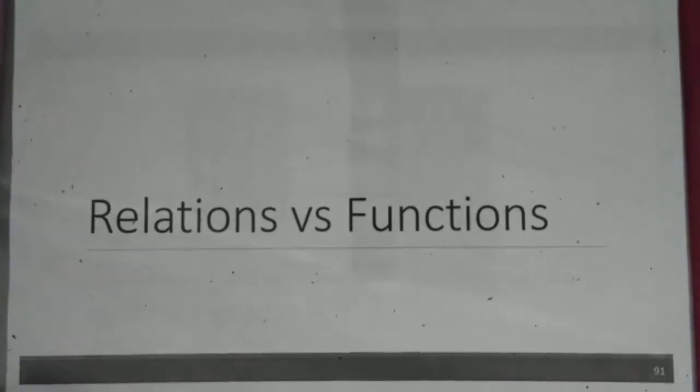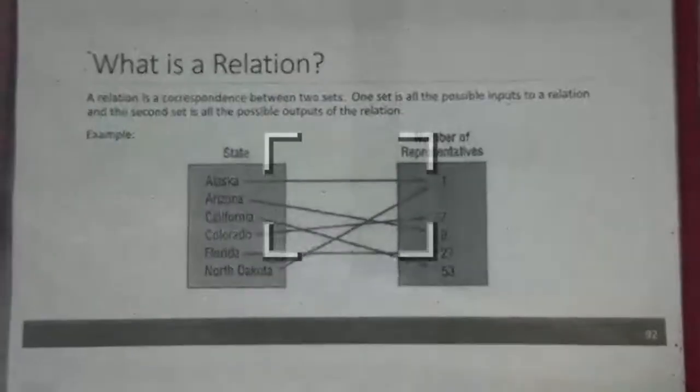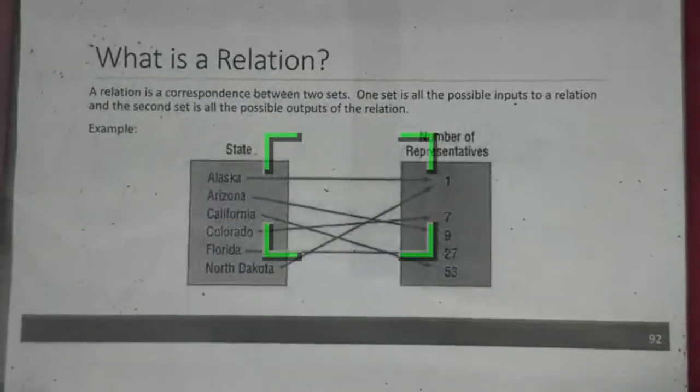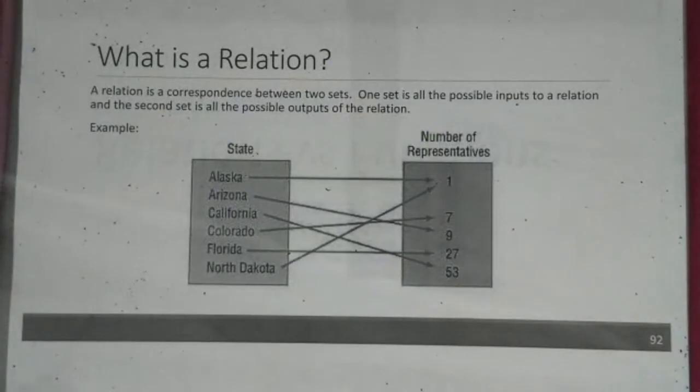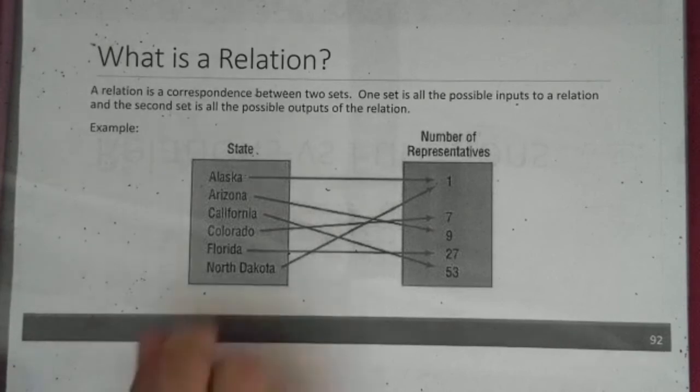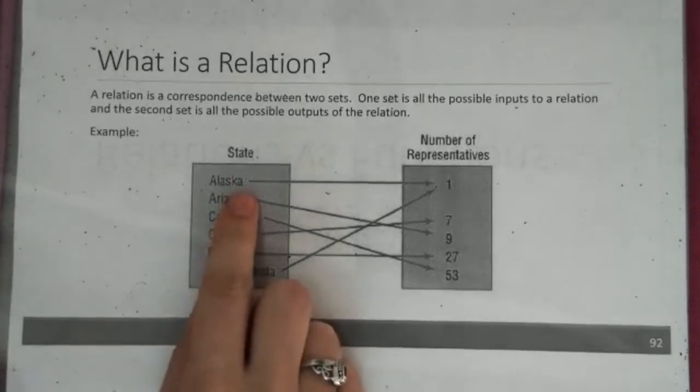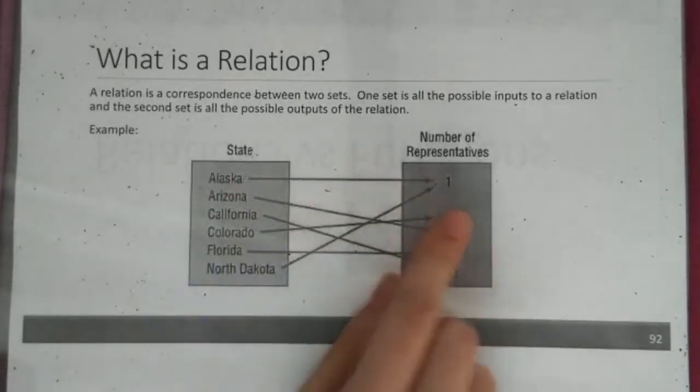In this section, we will be discussing relations versus functions. So we're going to start off with what a relation is. A relation is a correspondence between two sets. One set is all of the possible inputs to a relation, and the second set is all of the possible outputs of the relation. So for example, we have states and their number of representatives.